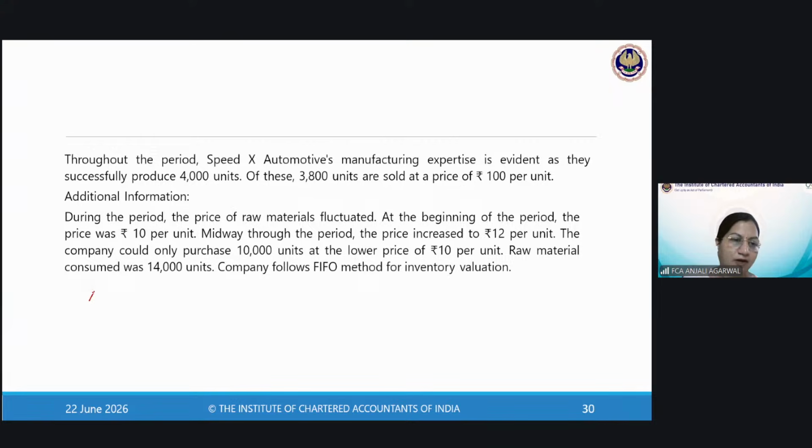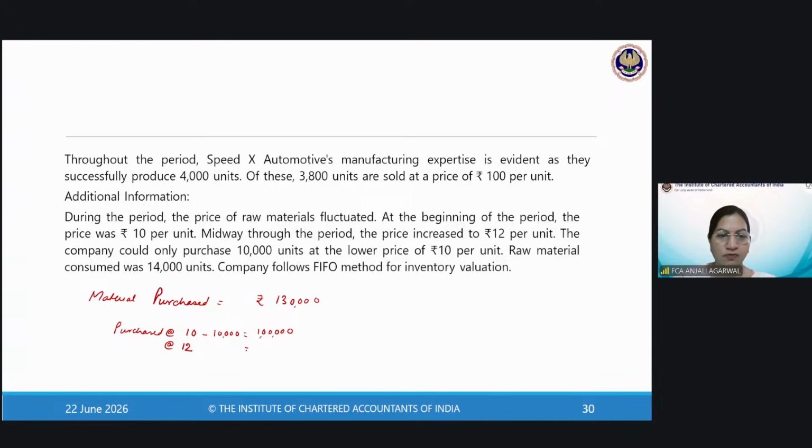Okay. We have been given how much is the material purchased. Material purchased is for rupees 1,30,000. Prices fluctuate. Some of it was purchased at 10, some of it was purchased at 12. So purchased at 10 was only 10,000, which makes it 1 lakh rupees spent on raw material purchase.